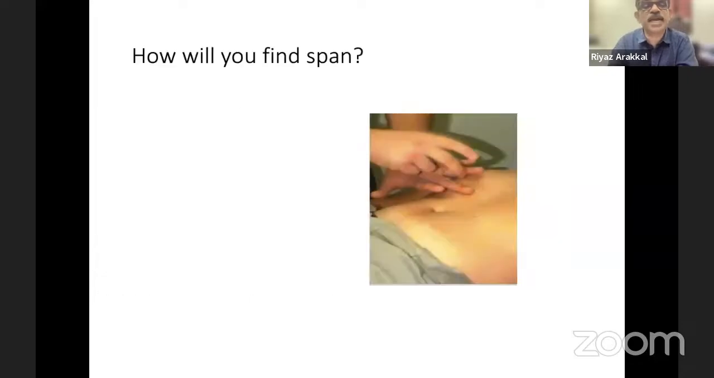Now, how do you find out the span of the liver? Draw the midclavicular line. I am disappointed that many students do not draw the midclavicular line. But you say that the liver is palpable below the midclavicular line without drawing the midclavicular line. So always find out the midclavicular line.